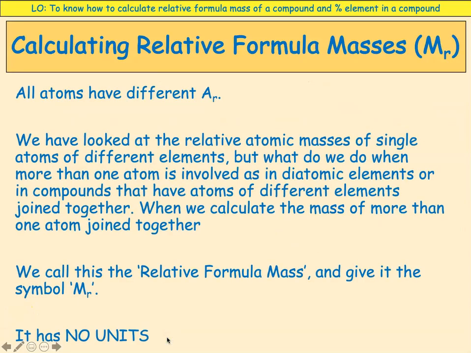So, all atoms have different relative atomic masses. We've looked at the relative atomic masses of single atoms of different elements. But what do we do when there's more than one atom involved, as in diatomic elements like O2, Cl2, H2, or in compounds where you have atoms of different elements joined together? When we calculate the mass of more than one atom joined together, we call this the relative formula mass, and we give it the symbol Mr.